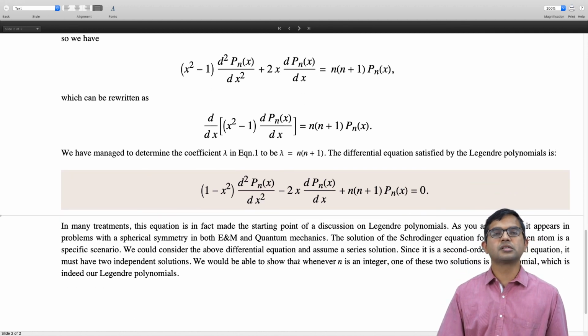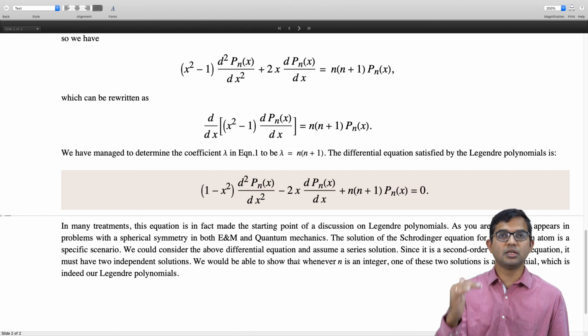Okay, but in this lecture we have started with the Legendre polynomials, used some of their properties, and used this general prescription to work out the differential equation corresponding to Legendre polynomials.